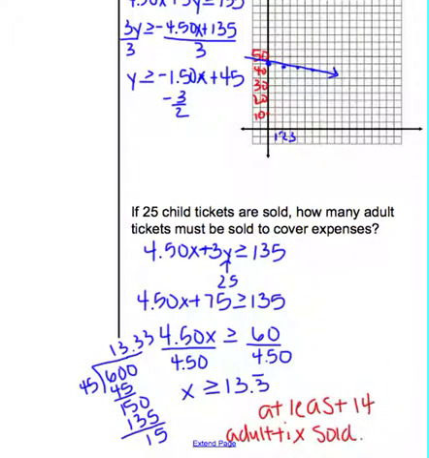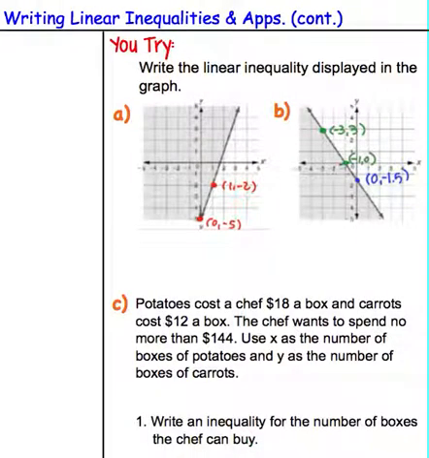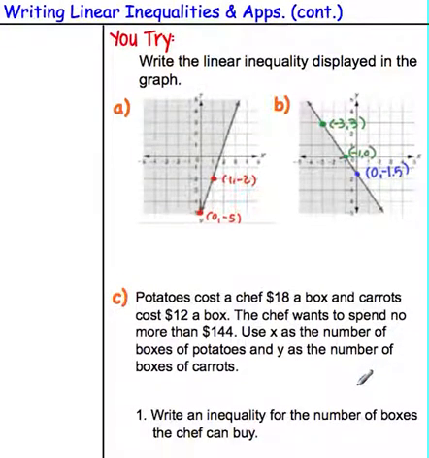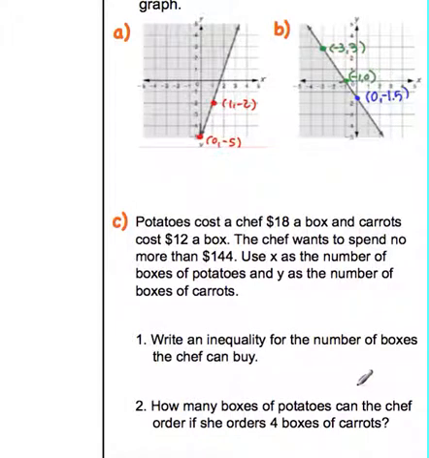Your job now is to go ahead and complete these U-try problems. I drew in the ordered pairs for you for the points that you can use to reference. And we've got one word problem, and then bring those questions to class tomorrow.